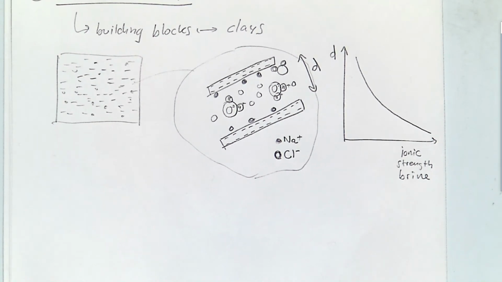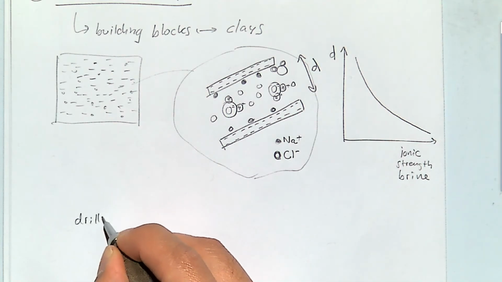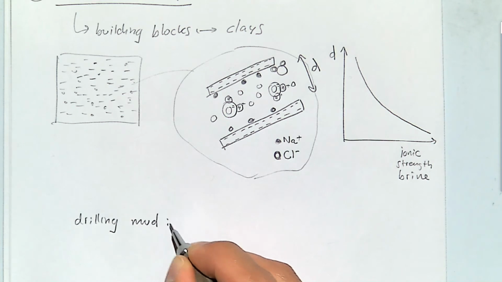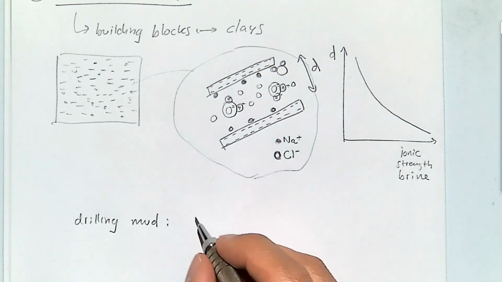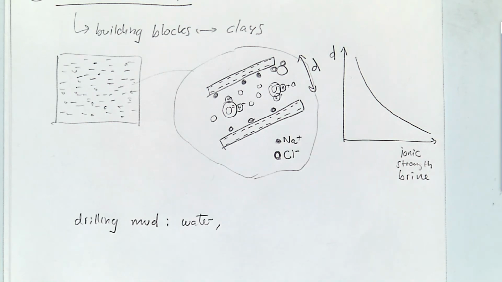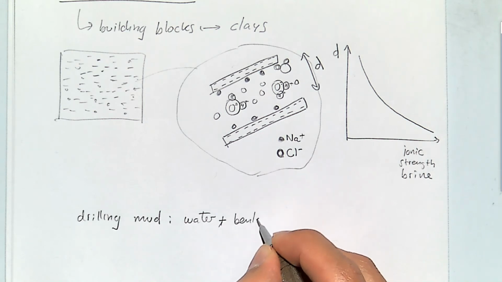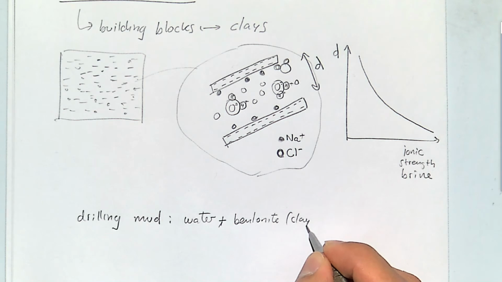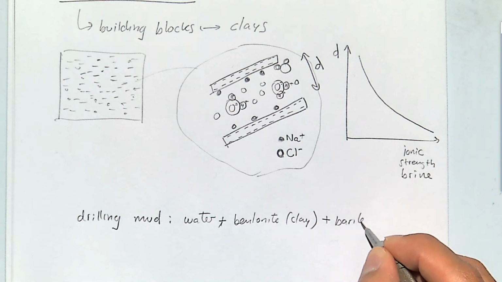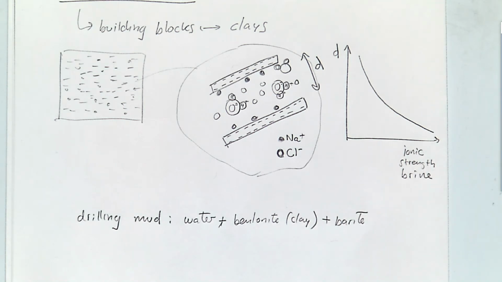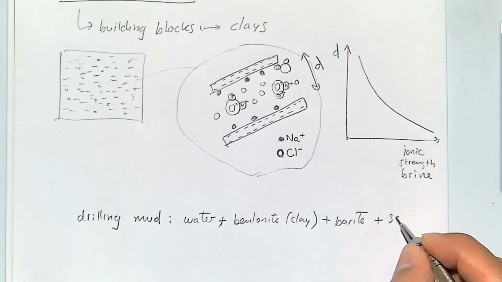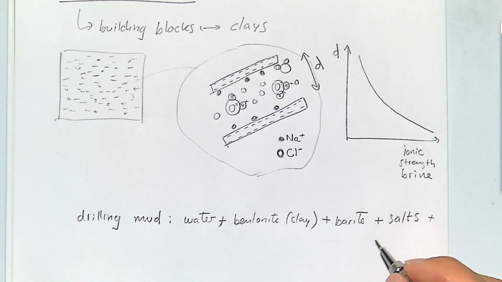So when we drill, what is drilling mud made of? Well, we got water, for sure. What else? Bentonite, what is bentonite? Bentonite is a clay. What else? Barite. What is barite used for? For density control. And what else? We might have salts, and we might have also some additives here.